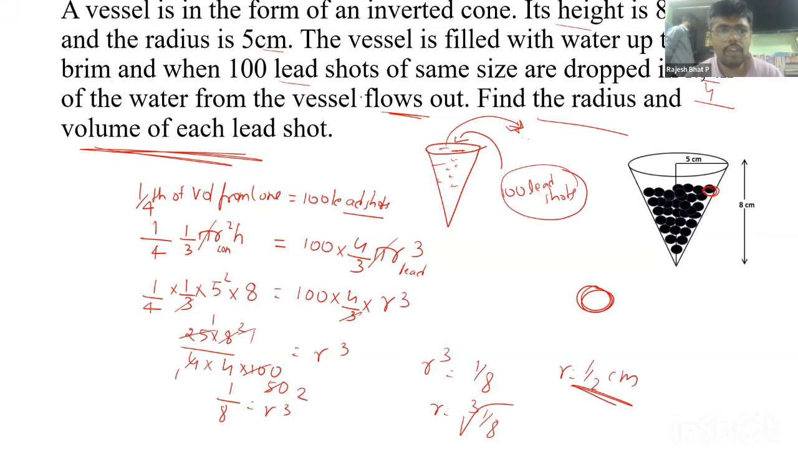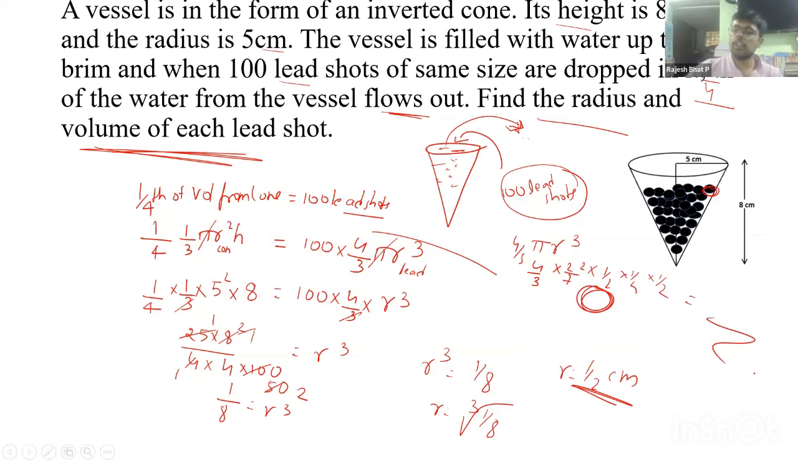Now find the volume of the lead shot. Very simple. Take the formula 4/3 pi r cube. Just simplify 4/3, 22/7, and the radius is 1/2, 1/2, 1/2, which is 1/8. Simplify and you will get the answer. That's all. So do the problem and understand the problem. What is required is the practice.